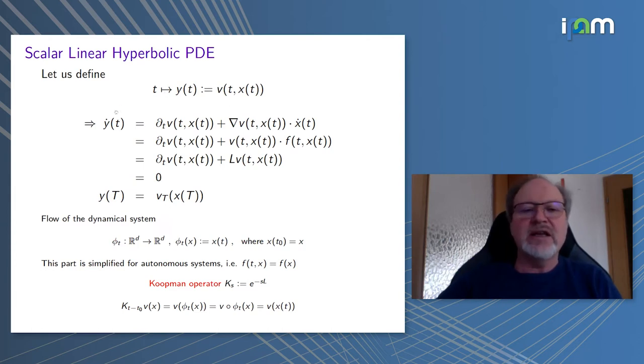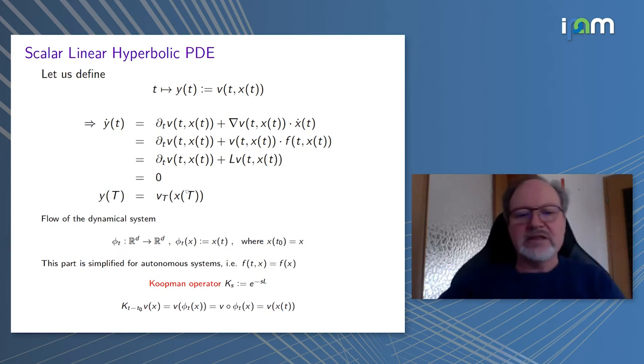That can be easily seen: if we apply the time derivative, by the chain rule we obtain this expression. This expression can be cast into this partial differential operator, and it turns out, by the differential equation, that this is zero. And we have the terminal condition that Y at time T is V at T, x at time T.